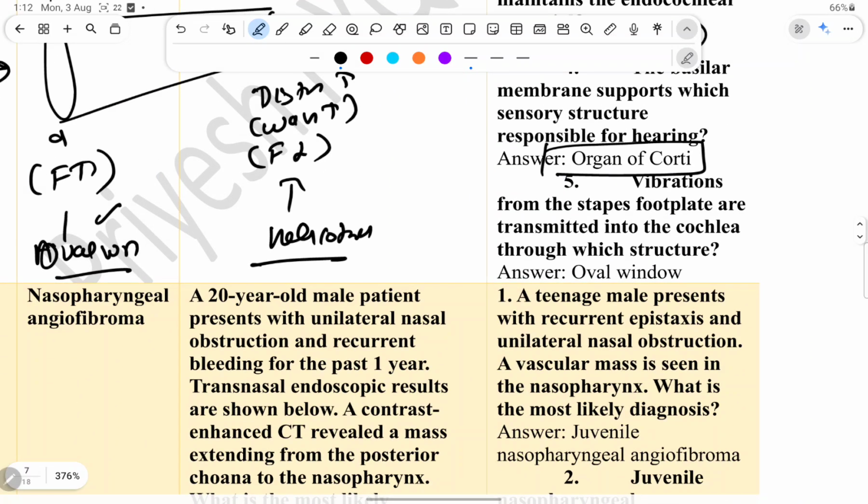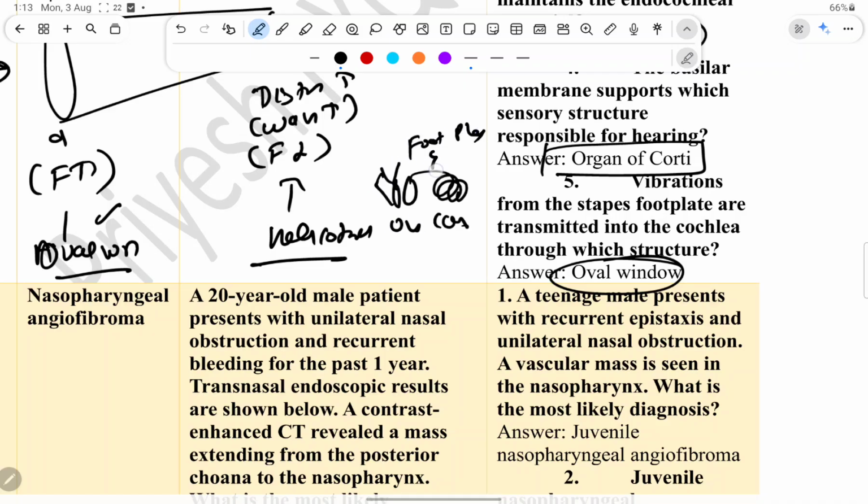Vibrations from the stapes footplate are transmitted to the cochlea through which of the following? Oval window. Because the stapes is present like this, then we have the oval window, then the cochlea. This is the footplate of the stapes.